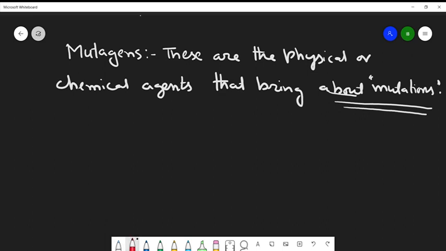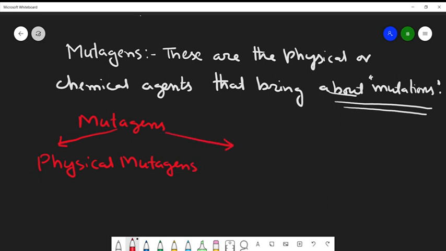Now the mutagens, because they can be physical or chemical, therefore they are of two types. Number one, there are the physical mutagens, and number two, the second category of mutagens is the chemical mutagens.